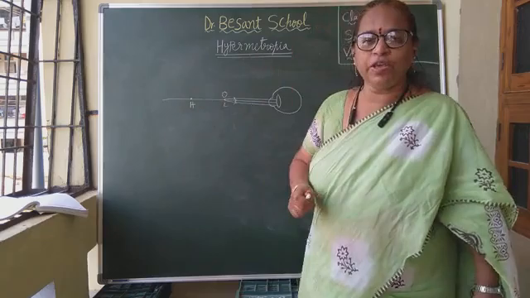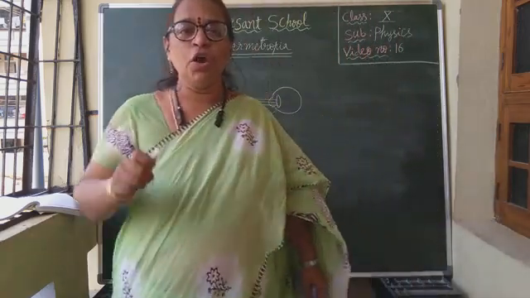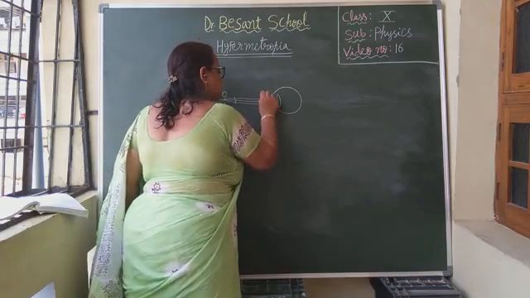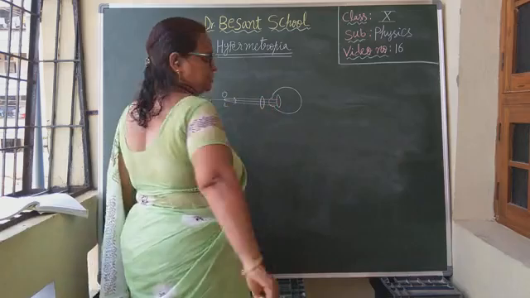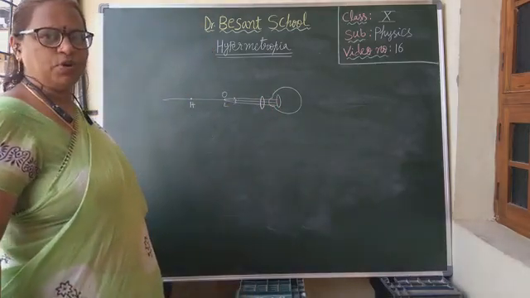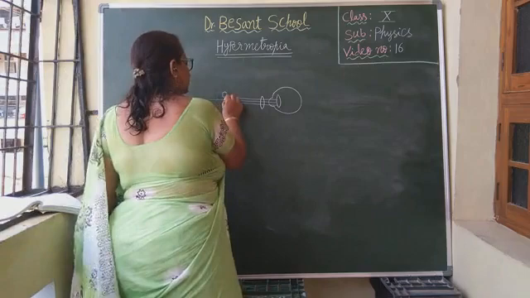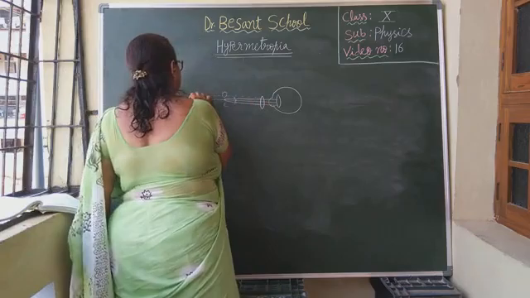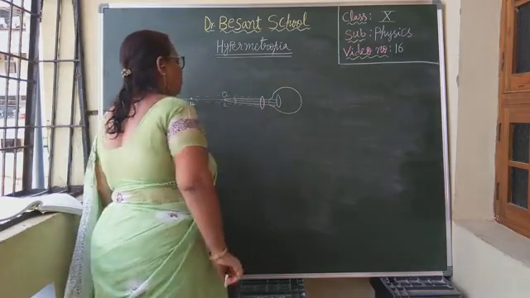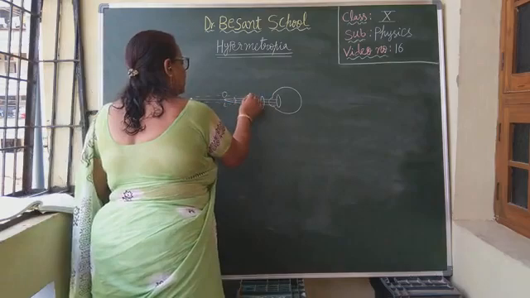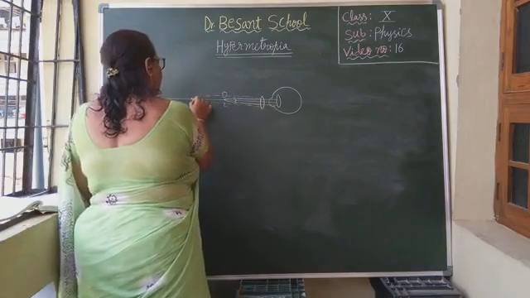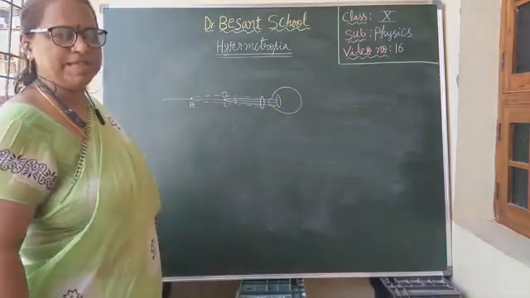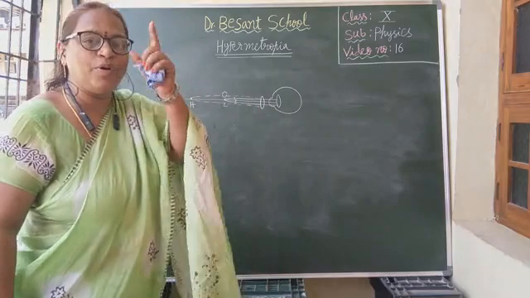So what lens should we use? Very good. We should use a convex lens. So by using a convex lens, what will happen, children? The rays which are touching this convex lens will make the image form on the near point. The doctor will suggest such a convex lens that the image will form exactly at the near point.